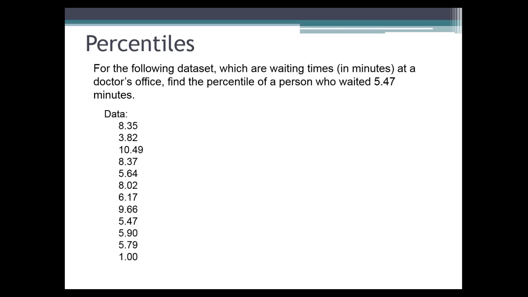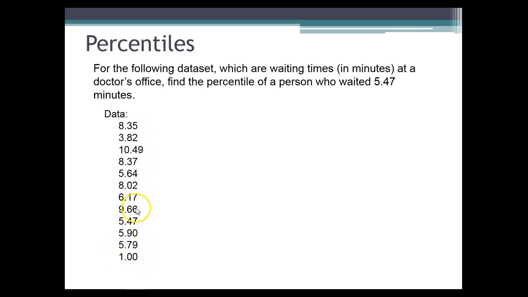All right, so let's look first at percentiles. I've got this data set for us to use, which is waiting times at a doctor's office. Collected data from, I think, 12 different people who were waiting different amounts of time at the doctor's office. The first one we want to do is find the percentile of a person who waited 5.47 minutes. And literally all you have to do is go through and count how many observations are below 5.47.